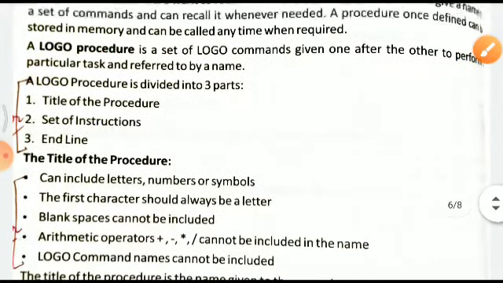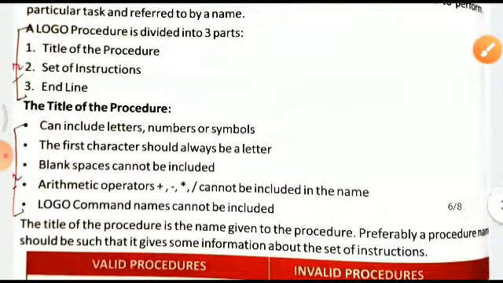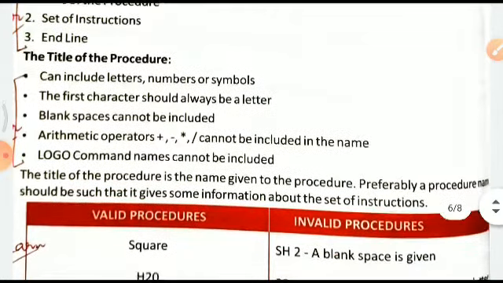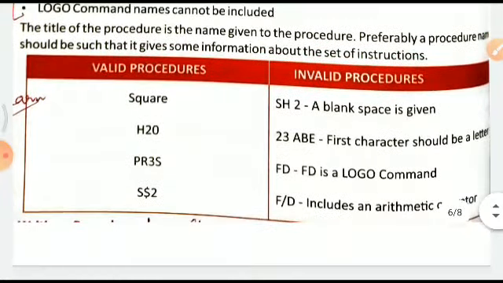Now a Logo procedure is divided into three parts: title of the procedure, set of instructions, and end line. The title of the procedure can include letters, numbers, or symbols. The first character should always be a letter. Blank spaces cannot be included. Arithmetic operations, plus, minus, multiply, divide cannot be included. Logo command names cannot be included. So all these things cannot be included in the title.